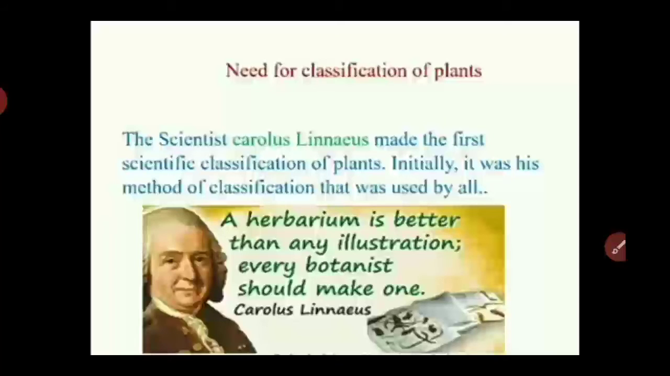This classification was done by the scientist Carl Linnaeus. Okay, the scientist Carl Linnaeus made the first classification of plants. So the first classification of plants was done by which scientist? That is Carl Linnaeus. Initially it was his method of classification that was used by all. Means first he developed this method and other scientists developed this classification by using the method of Carl Linnaeus.